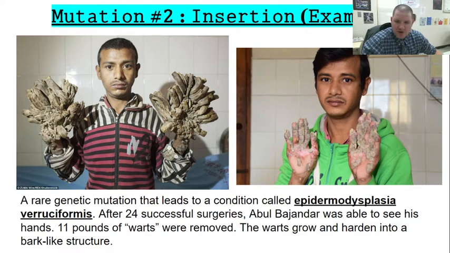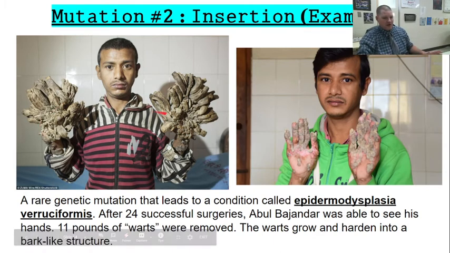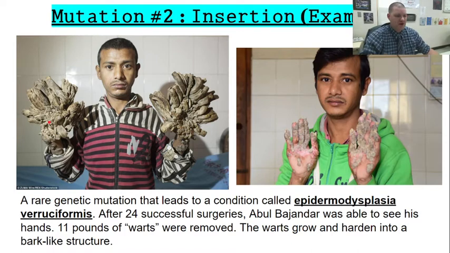And they just kept on growing and growing and growing. Eventually this man had them removed. And when he had them removed, he had about 11 pounds of these warts removed from his hands. But they can grow and develop anywhere on your body. Usually they start pretty early on, but they just continuously grow and grow.